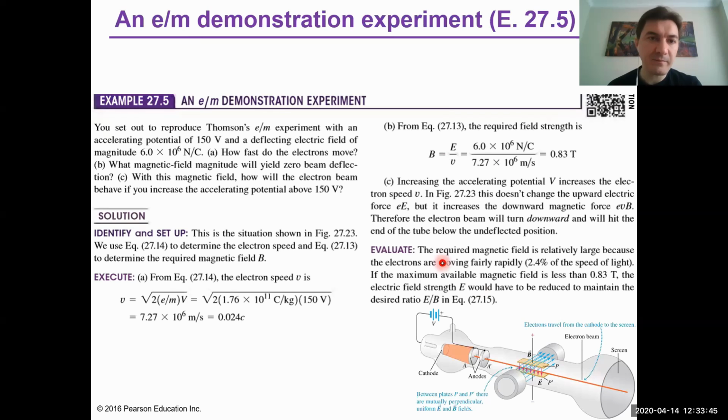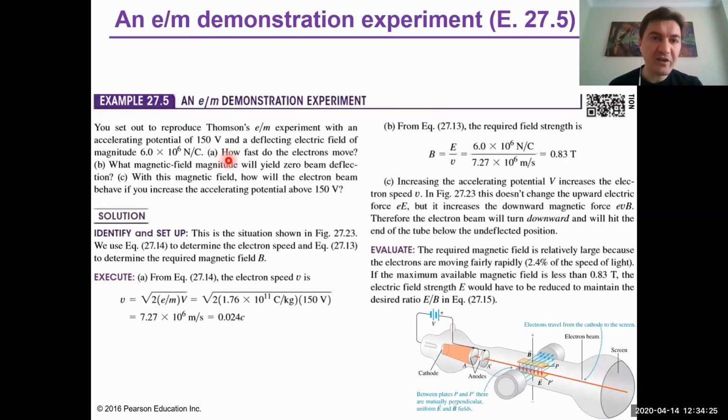Velocity of the electrons is asked. And what magnetic field magnitude will yield zero beam deflection? So if you apply electric field in that direction, electrons will be deflected like this. In order to keep them in a straight line, you have to apply magnetic field. So what is that magnetic field? Question B. And with this magnetic field, how will the electron beam behave if you increase the accelerating potential above 150 volt? So at the beginning, we have applied 150 volt. If you increase the voltage here, what will happen?